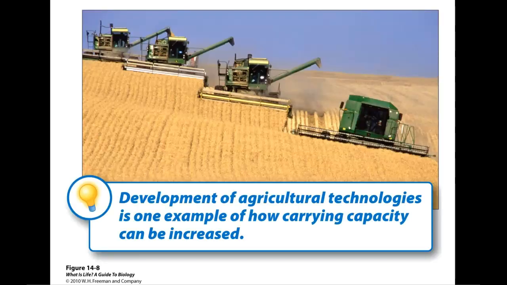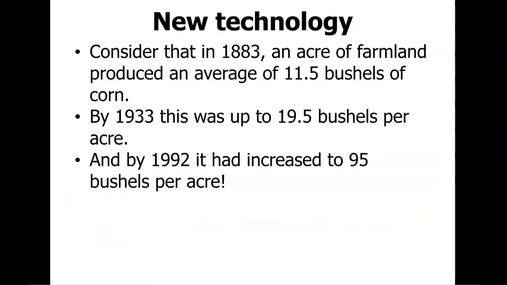Well, we have the development of agricultural technologies as an example of how we can increase the carrying capacity on the Earth. As we learn newer, better ways to increase our food production, to produce at a much faster rate and produce more, we are able to increase the number of people on Earth.